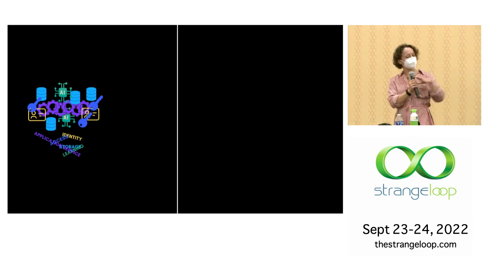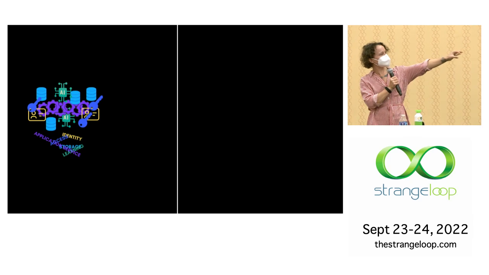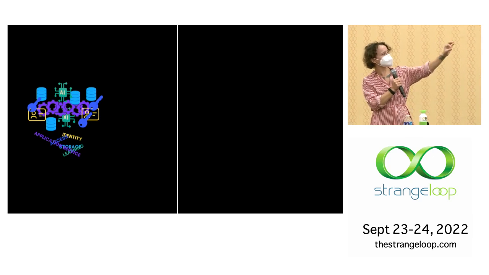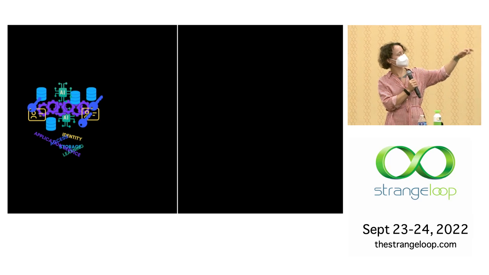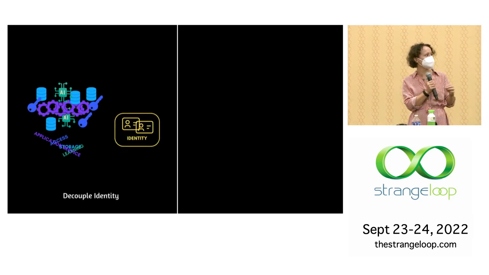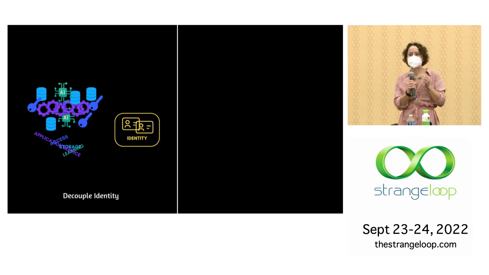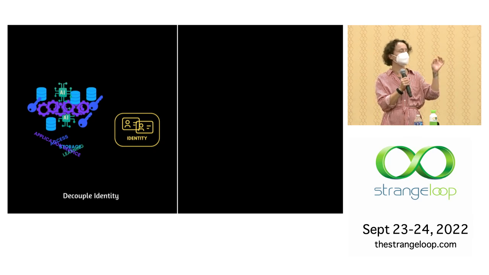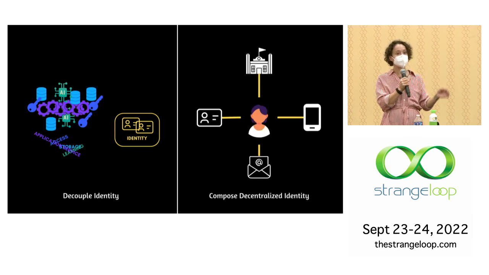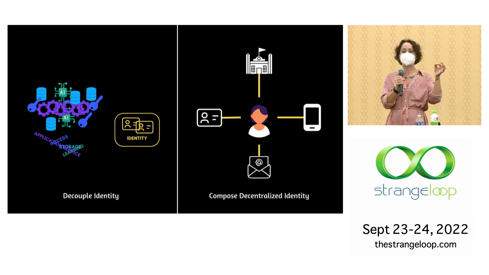Okay, so here's the complected, complex, and overly coupled systems that we have today. What happens if we pull out identity and we try to actually decouple and decomplect identity? What happens when we take the essence of identity and we make it actually composable? And we make it not composable for us as the software providers, but we instead make it composable for the user.